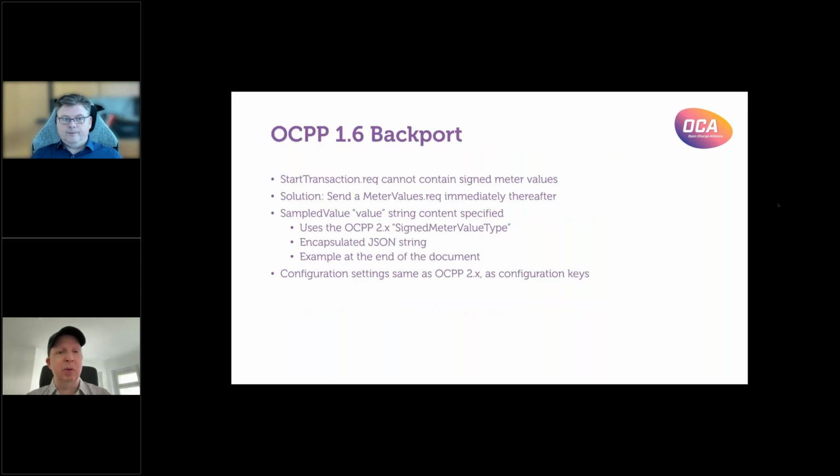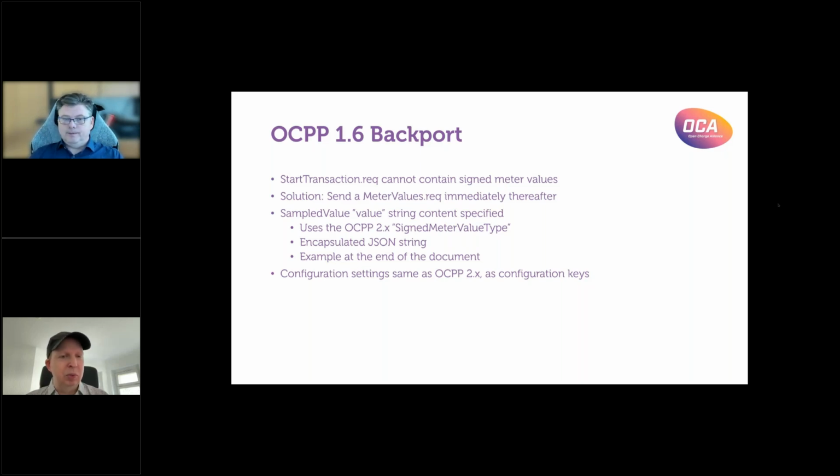Okay, so the OCPP 1.6 backport, as mentioned, has to deviate a bit from the 2.x ones, because the main problem is that the start transaction request cannot contain signed meter values. There's simply no field in there. In 2.0.1, or 2.x, the same messages are used for start, intermediate, and end, and they all can contain signed meter values, and it can be configured which measurements they contain. Start transaction cannot contain it. It only has one field for a meter start reading, which is not signable.